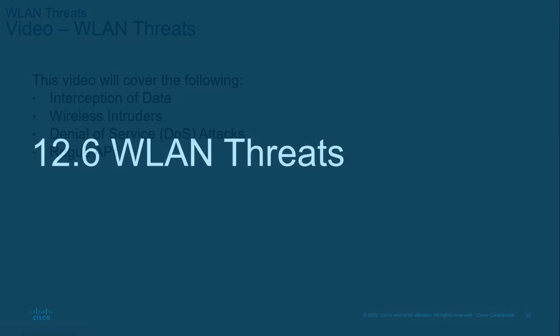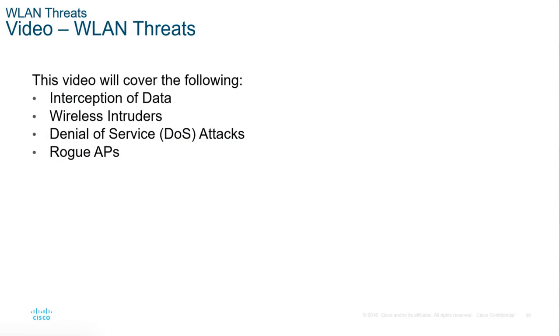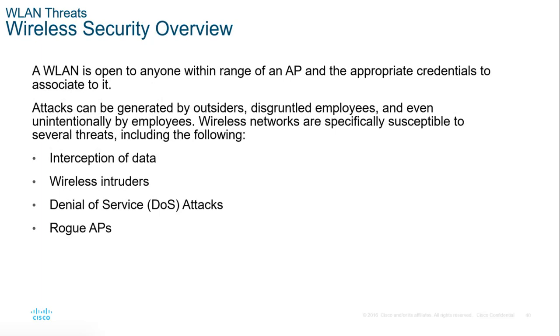So for wireless LANs, we have a video here that will cover interception of data, wireless intruders, denial of service, and then rogue AP. Wireless is open to anyone within range of the AP and with appropriate credentials to associate. So attacks can be generated by outsiders, disgruntled employees, and even unintentionally by employees. So wireless networks are specifically susceptible to several threats, including the following: interception of data.